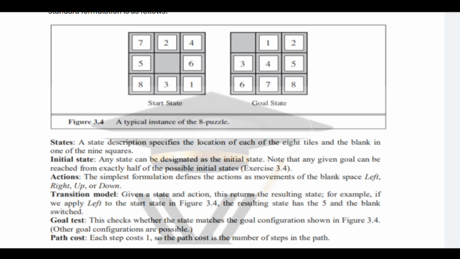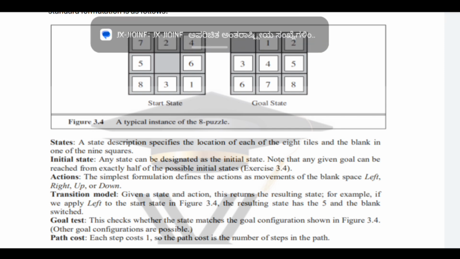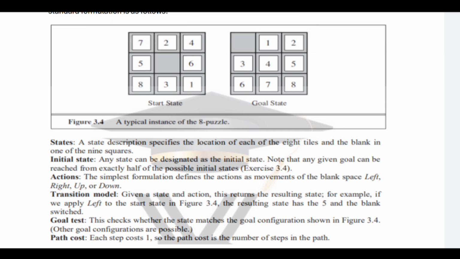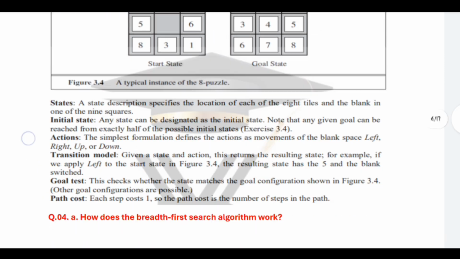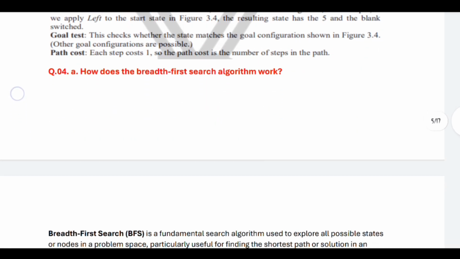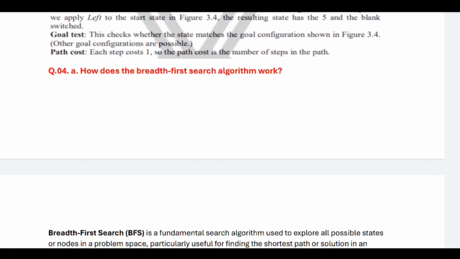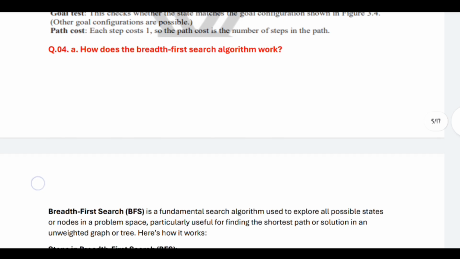And the state is a normal idea about our image given in the start state, that is the states. How does the breadth first search algorithm work?